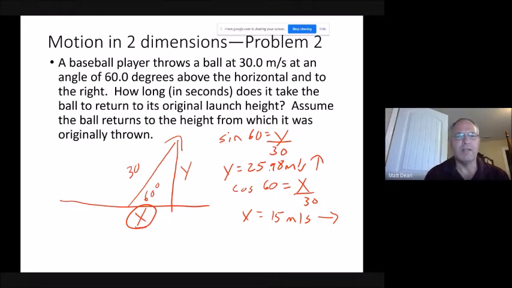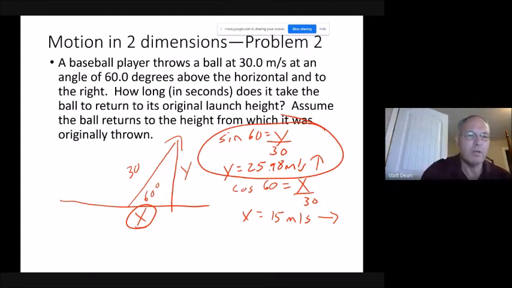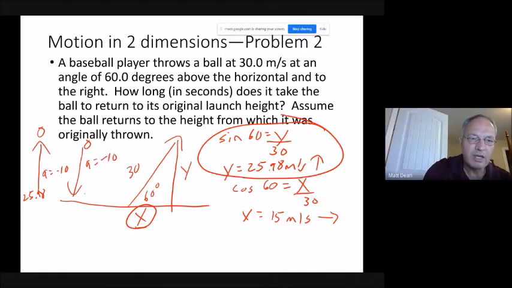Now, it turns out that the time in the air is always determined by the vertical component. So remember it this way. We're going to start off going up at 25.98. As soon as it starts up, it's going to accelerate at -10. So eventually up here, it gets to a speed of 0 at its maximum height. Then it starts back down, starting at 0, accelerating at -10, and eventually it ends up here with a final speed back at the ground of -25.98.